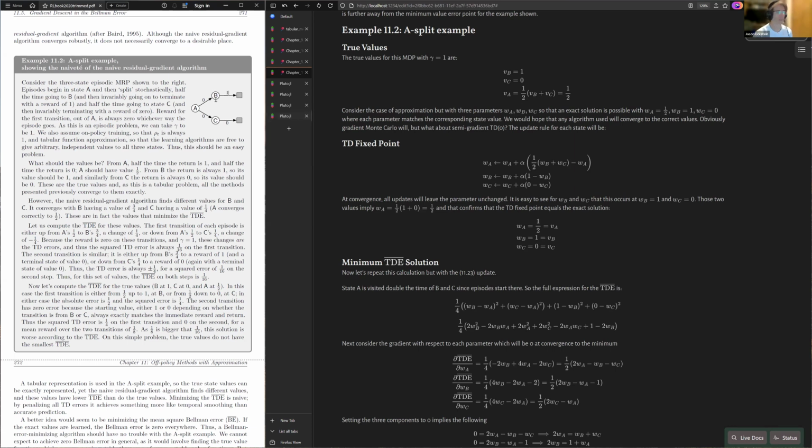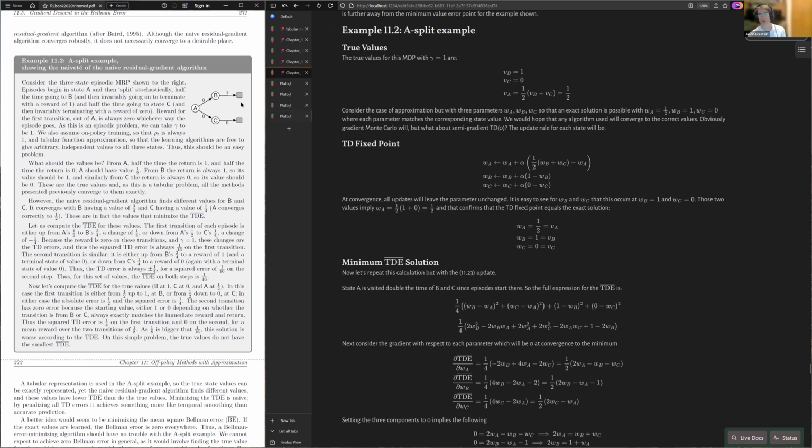right? Because B obviously has a value of 1 because it's a deterministic transition, and the terminal state has a value of 0. C has a value of 0. The value of A should be the average between the value of B and C, which would just be 1/2. So the solution should be: the value of A is 1/2, B is 1, C is 0.